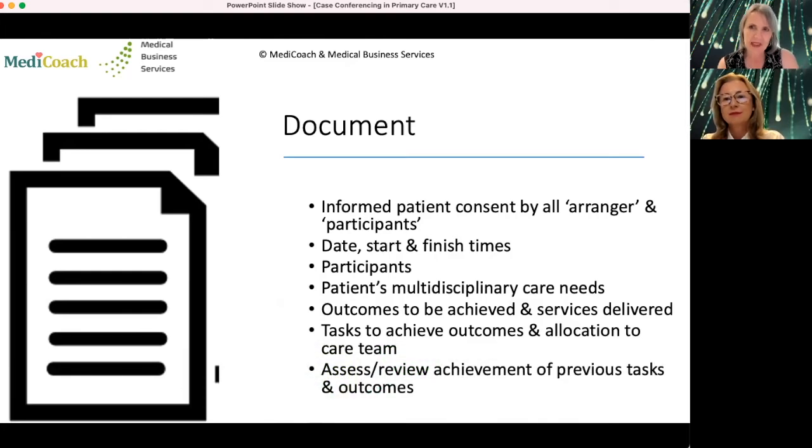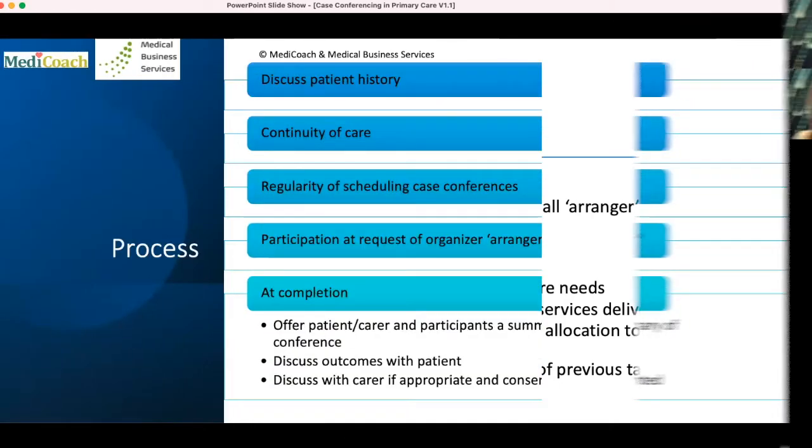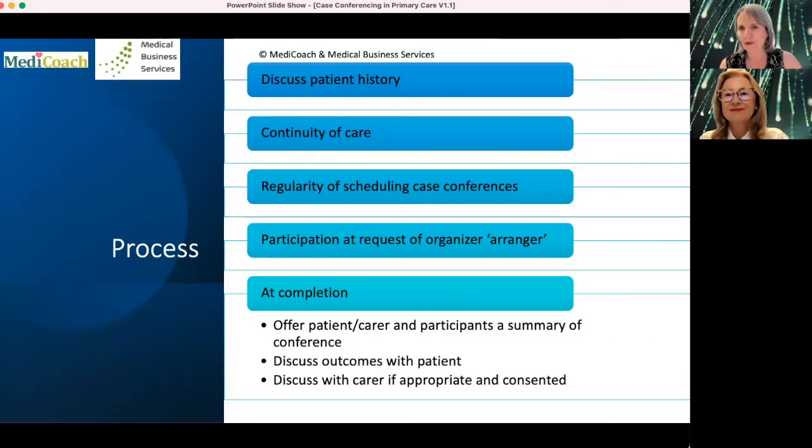Every participant in the case conference needs to note down the date, the start time and the finish time of the case conference. So we'd really love you to not think of case conferencing as a one-off activity. Have a go and then don't worry about it. It really does need to become embedded in a very similar way to the way that GP management plans and team care arrangements are now mostly managed within practices as well.